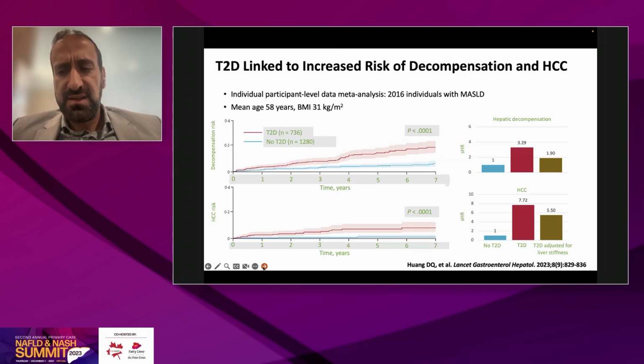In fact, the hazard ratio for hepatic decompensation was around 1.9 after you adjust for the baseline severity for developing decompensation in patients with type 2 diabetes compared to those without diabetes. And then the hazard ratio for developing HCC was at 5.5.